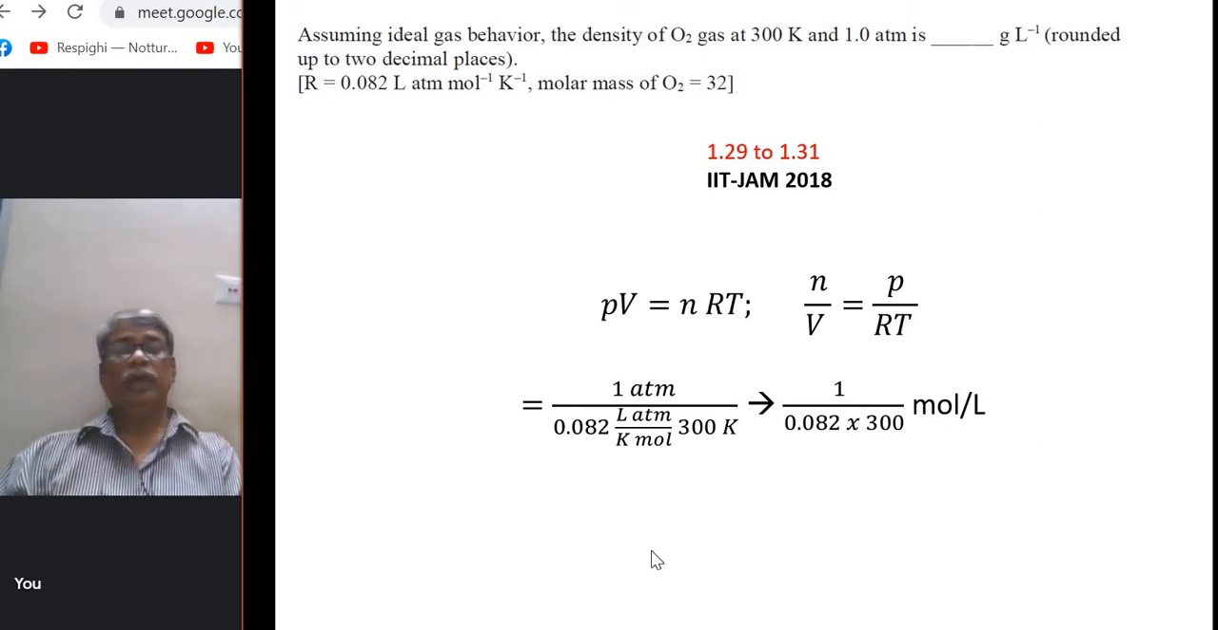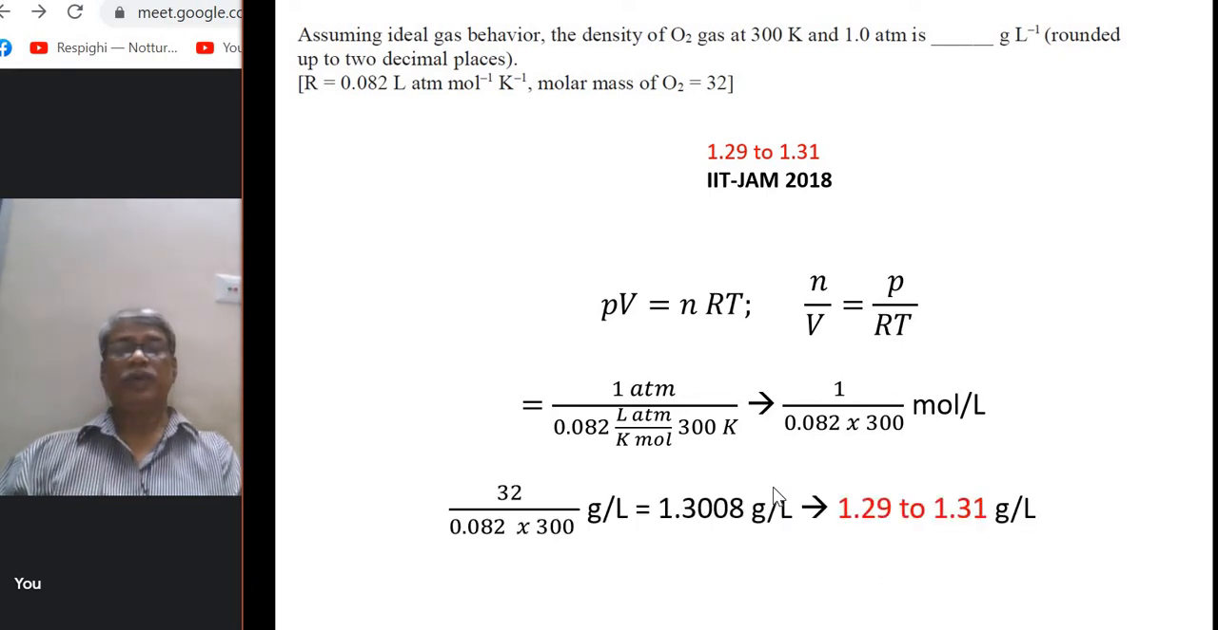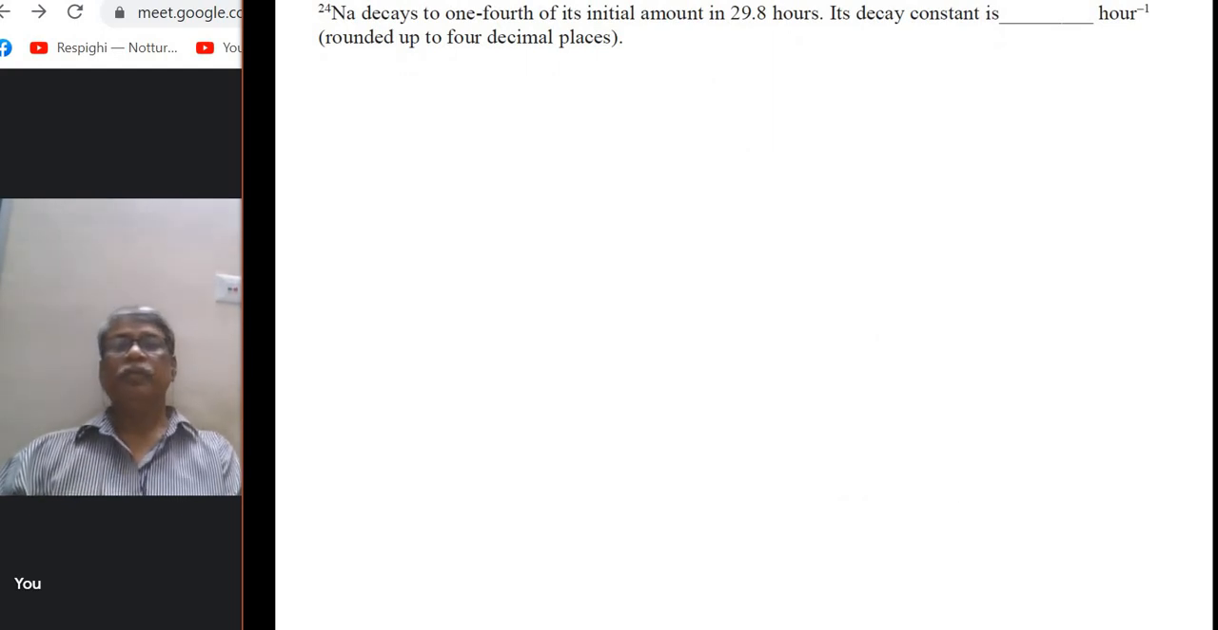So this finally gives you moles per liter, but it is wanted in grams per liter. So of course you have to multiply this number by 32 grams per mole, because it is oxygen. So 32 times this, and you finally get the answer 1.3008 grams per liter. Got it? Thank you. The next question is from radioactive decay.